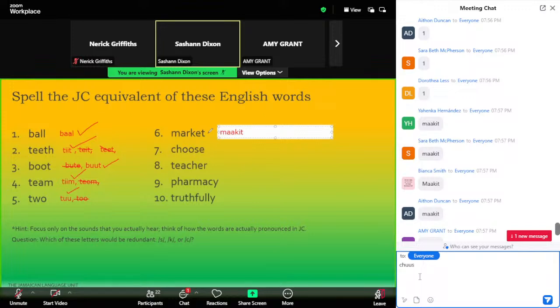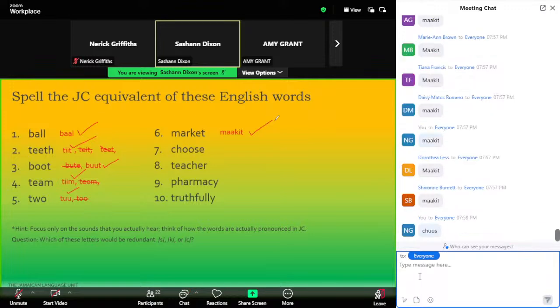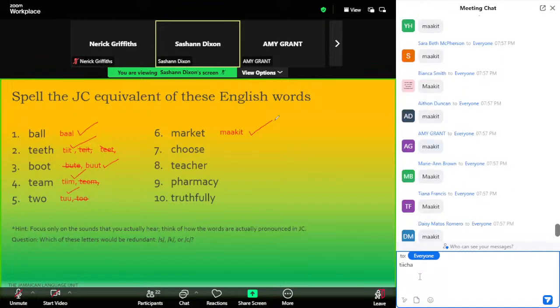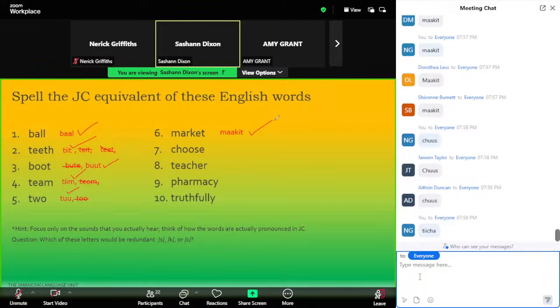Okay, so we can just go ahead and tick off that one. Perfect. All sounds accounted for. We start with the M sound. We have a long A sound. First syllable down, ma. Good. Second syllable, kit. We know that that K represents the K sound. We jump back to our short vowels. The short I sound represented by one I, and then the T sound represented by the T. Market.